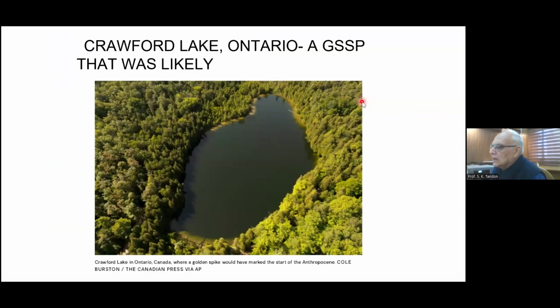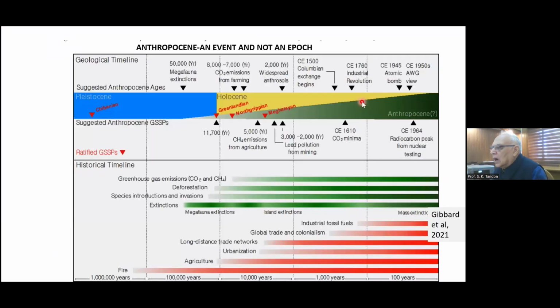They also proposed Crawford Lake, Ontario. There were, I think, 12 candidates for the GSSP, and the GSSP that was proposed was this one from the Ontario lake. However, there is a strong group of people rooted in stratigraphy who believe that it is not wise to call this an epoch and place the boundary at 1950 within the geological time scale, and that is why it was voted out. They suggest that it should be taken as a time transgressive event and not as an epoch.